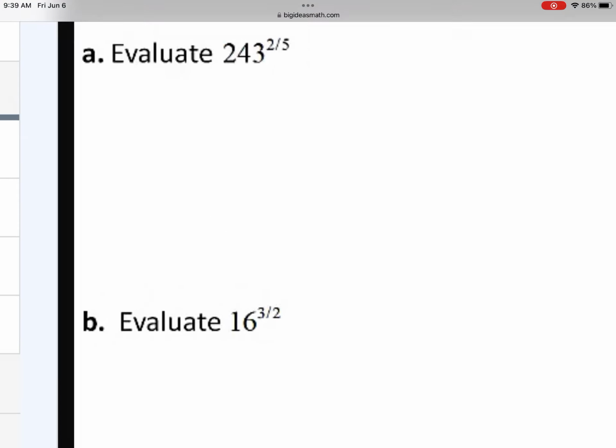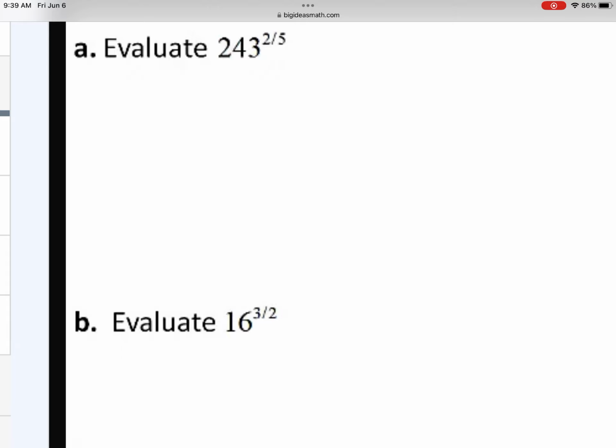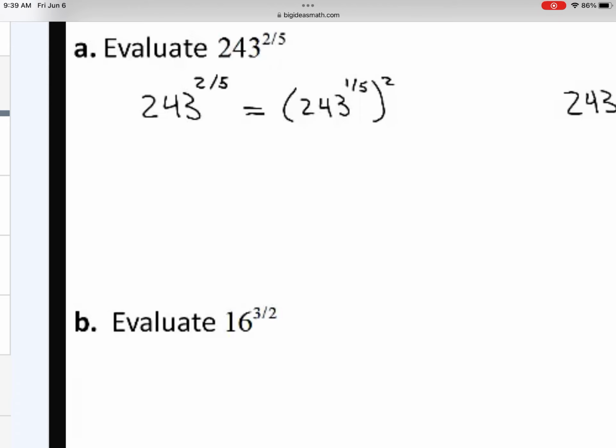Part A. Evaluate 243 to the 2/5 power. Notice that 243 to the 2/5 power can be rewritten as 243 to the 1/5 power to the second power. Also notice that 243 equals 3 times 3 times 3 times 3 times 3.